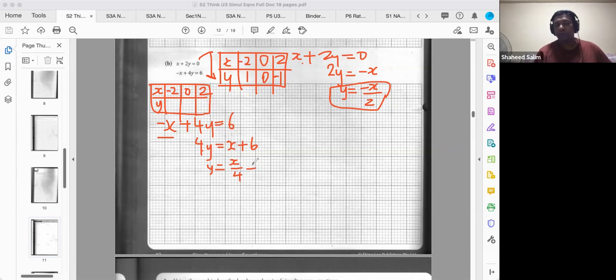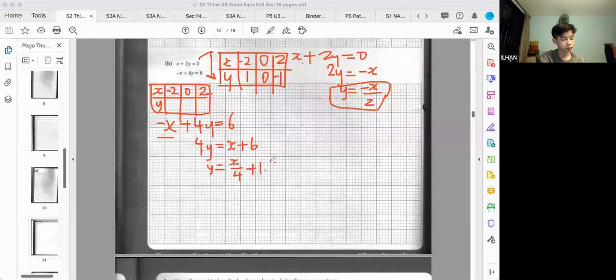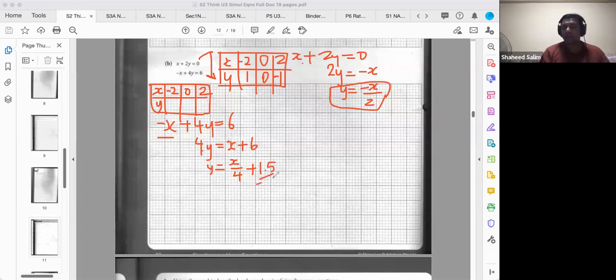6 divided by 4, can you use your calculator to find out what is it? 1.5. So later you must cut the y-axis at 1.5. So now you can put in and find out what's the value.